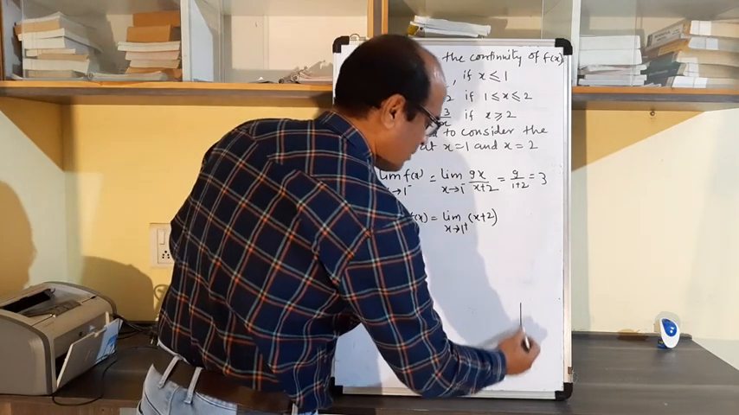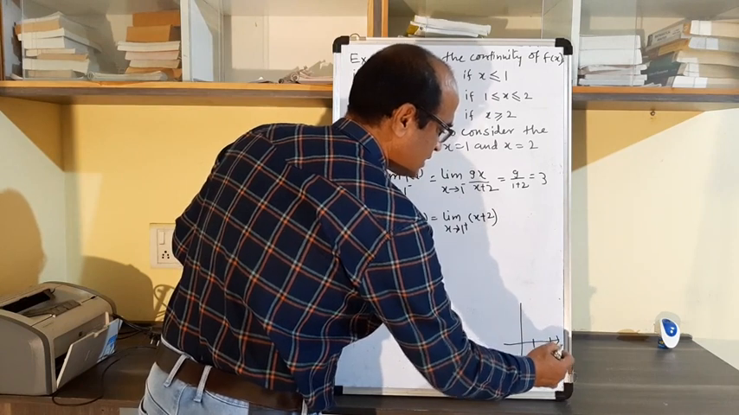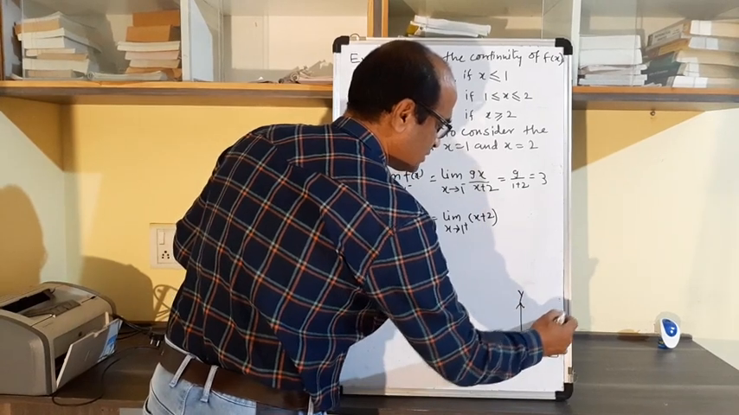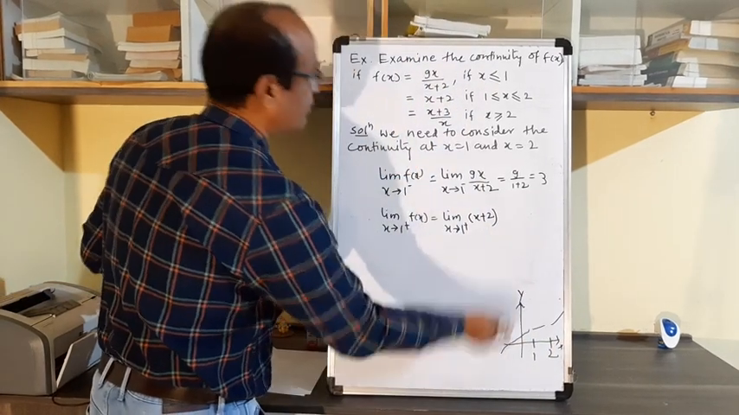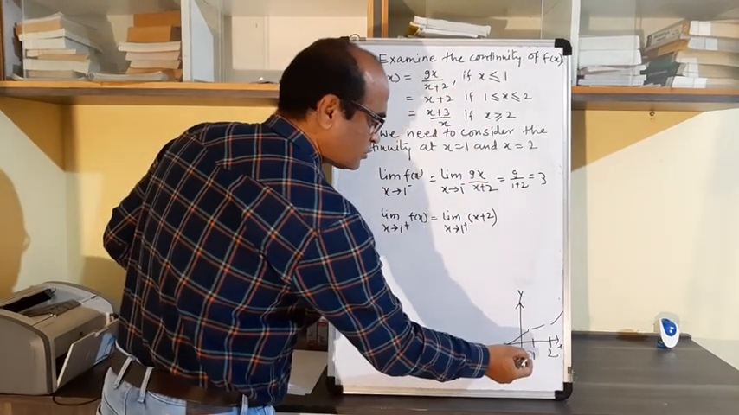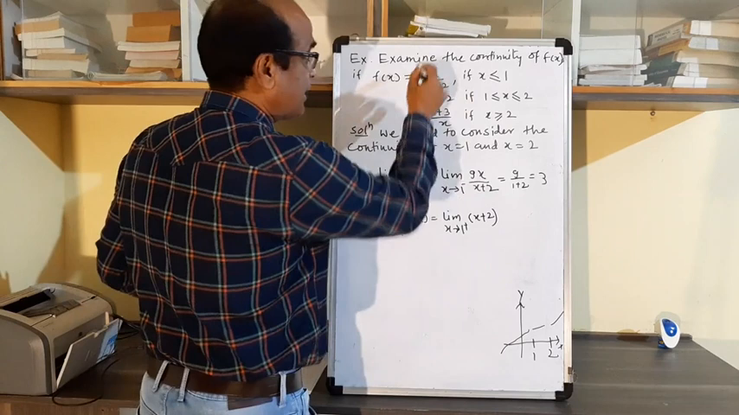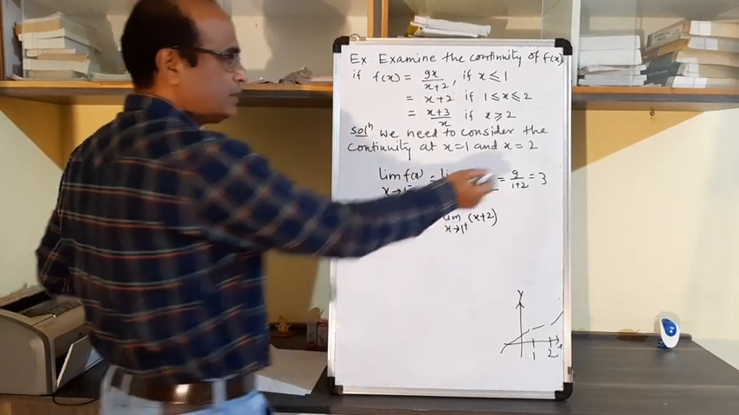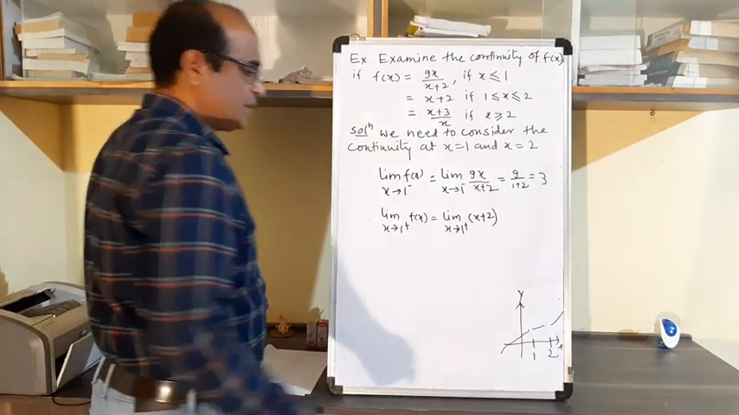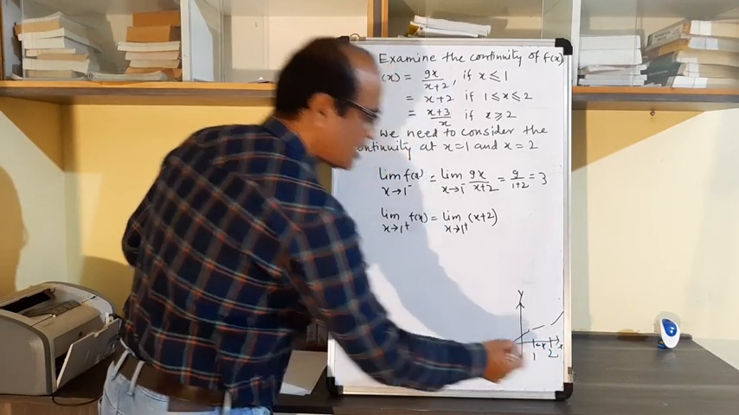Remember, this is 1, this is 2, this is the x-axis, y-axis, and this is the curve of this function. So x approaches 1 means x less than or equal to 1. We take this function 9x upon x plus 2 and find the limit. So x approaches 1 from the left, this is the left hand limit, and x approaches 1 from the right is the right hand limit.